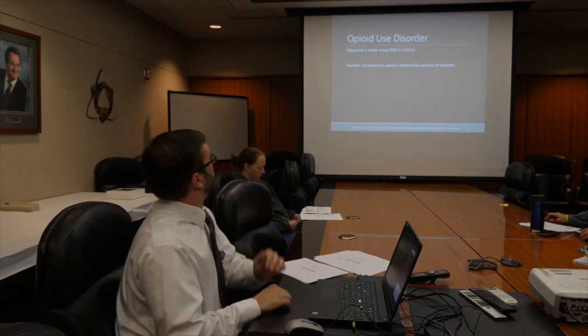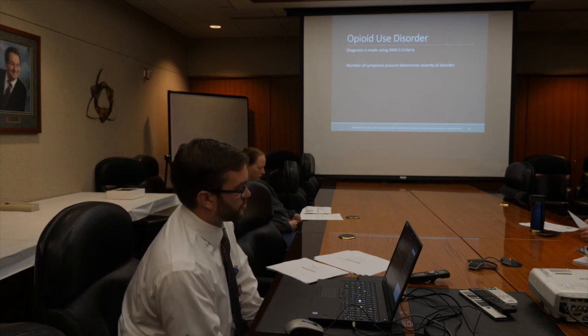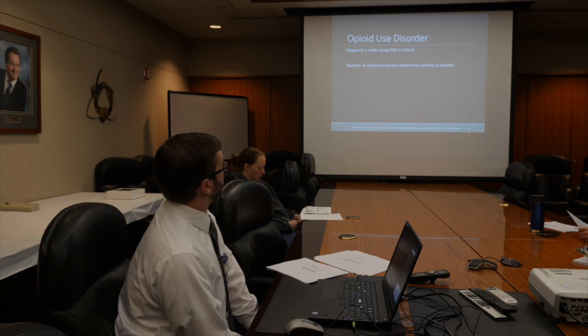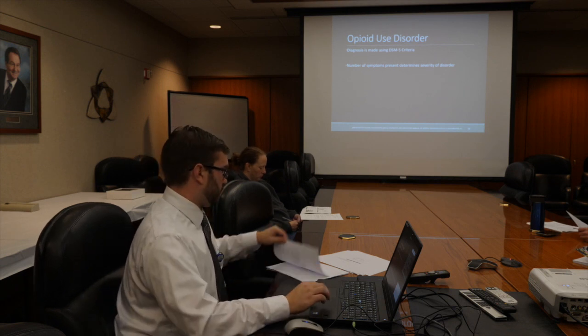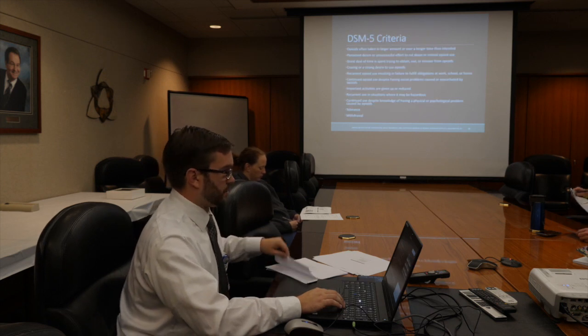Let's talk a little bit about opioid use disorder. This is a disorder that is diagnosed using the DSM-5 criteria, which we'll get to on the next slide. The number of symptoms that we look at determines how severe the opioid use disorder is for the patient.